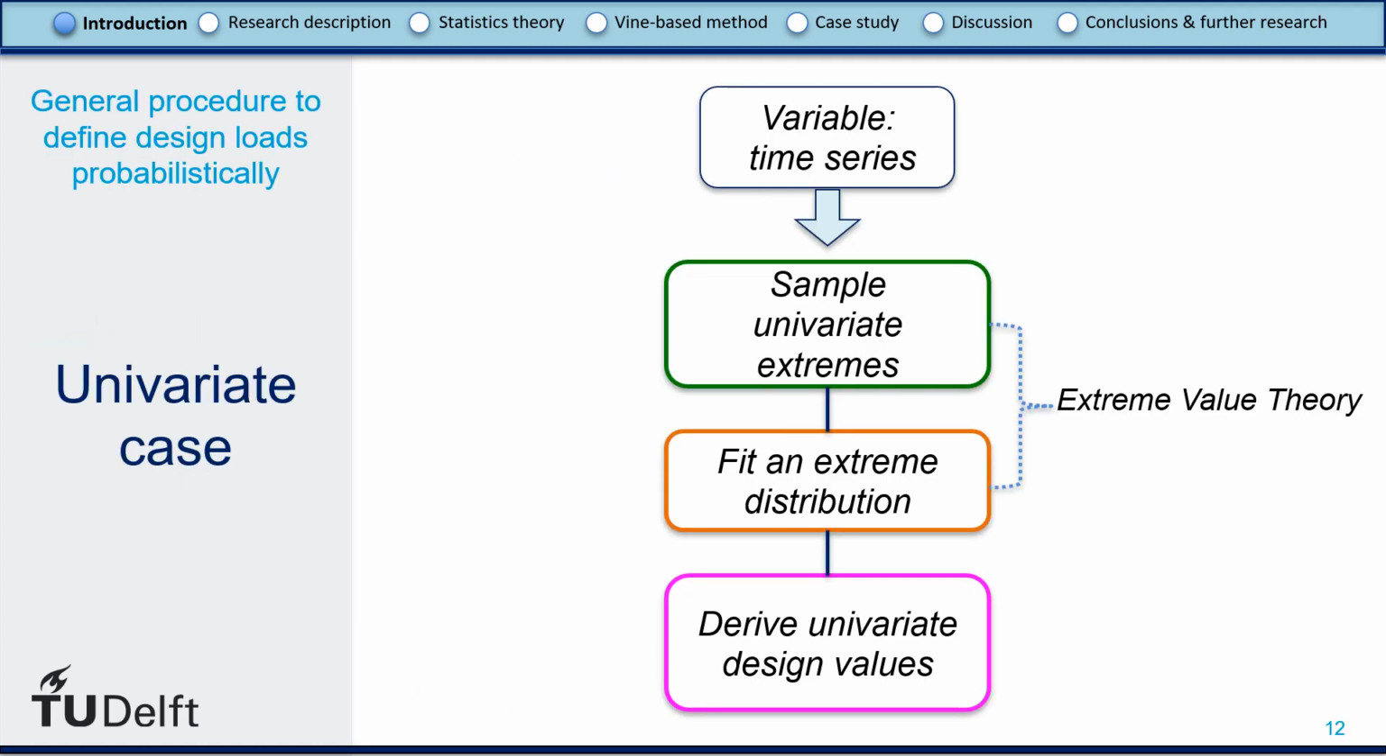The univariate analysis has been very studied in literature. This flowchart presents the previous three main steps. The input is a time series of the variable in question, in which we have observations, usually with hourly resolution, and for several years, as many as possible. From this data, the most extreme observations are selected, and an extreme distribution is then fitted to the extreme sample. And these two steps are actually based on the extreme value theory.